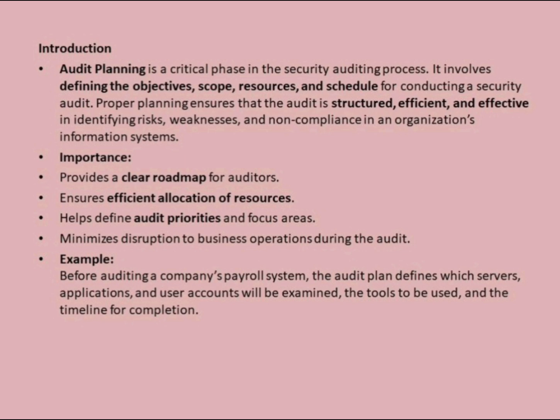Example: an audit of a financial reporting system outlines that auditors will examine access controls, transaction logs, and backup procedures. Ensures efficient resource allocation. By identifying the audit scope and requirements, organizations can allocate personnel, tools, and budget effectively. Example: assigning IT security staff to review network firewalls while compliance officers focus on regulatory controls.